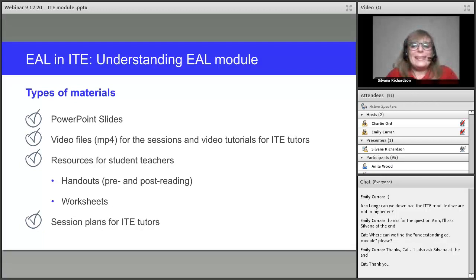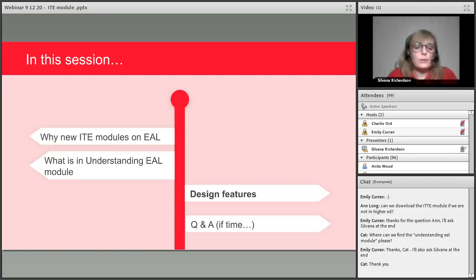So what is there in terms of types of materials? First of all, there are PowerPoint slides for the tutors to use. There are also MP4 video files for the sessions, but also video tutorials for the ITE tutors that talk you through a little bit of what I'm doing now, tell you what's in the modules, what the design features are, etc. There are also resources for the student teachers, so there are handouts for pre and post reading with activities. There are worksheets for the sessions, and there are also session plans to accompany the materials for ITE tutors.